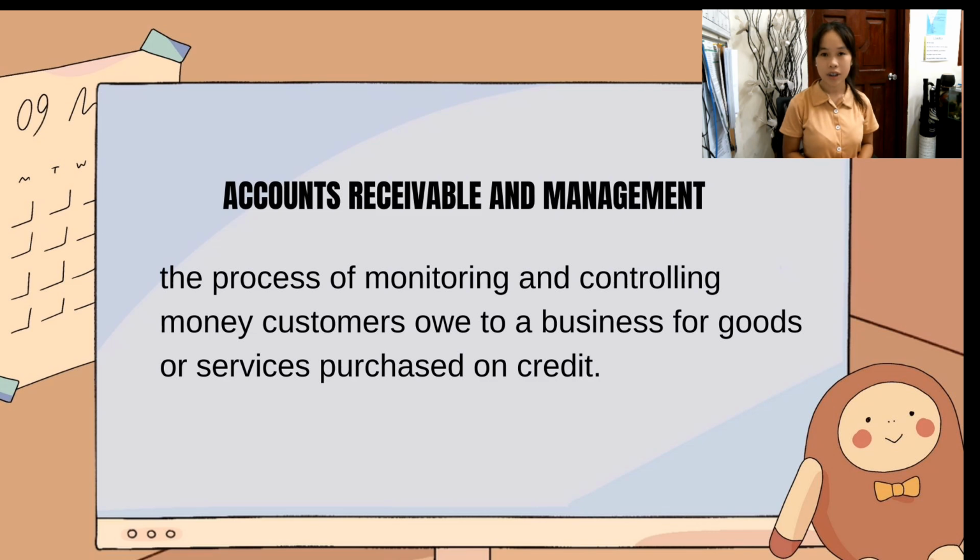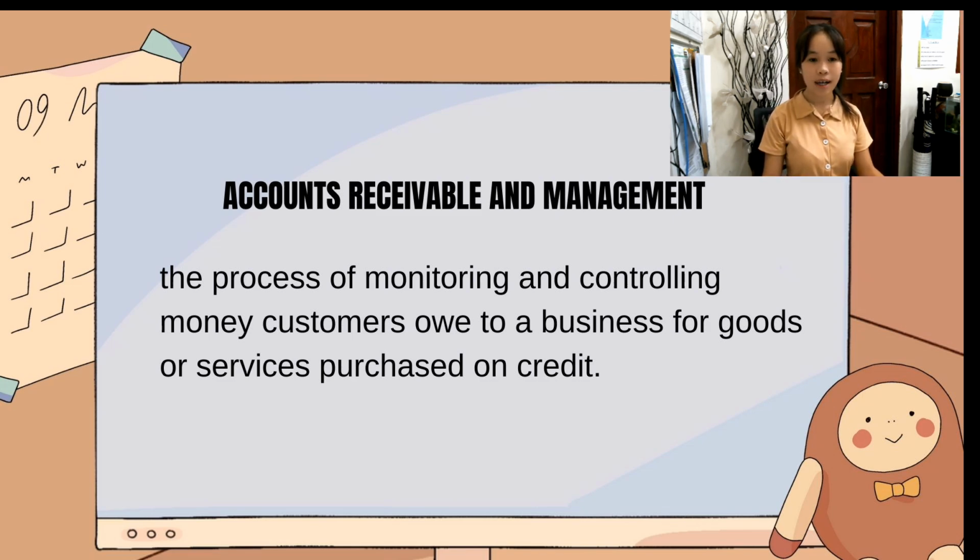So, what is Account Receivable Management? Account receivable management is the process of monitoring and controlling money consumers owe to a business for goods or services purchased on credit. Although some sales are made in cash today, the vast majority of sales are on credit. So in a typical situation, goods are shipped, inventories are reduced, and an account receivable is created. So account receivable consists of money owed to firms for goods or services sold on credit.